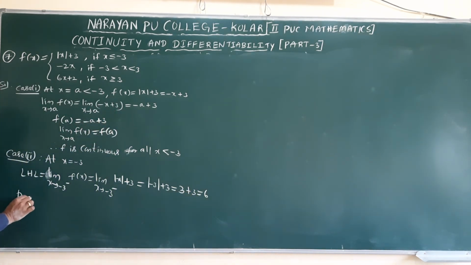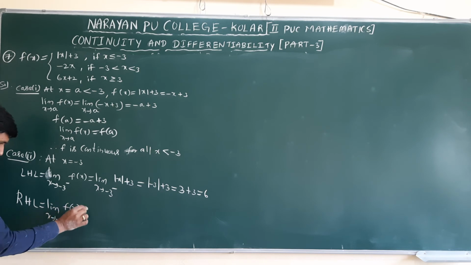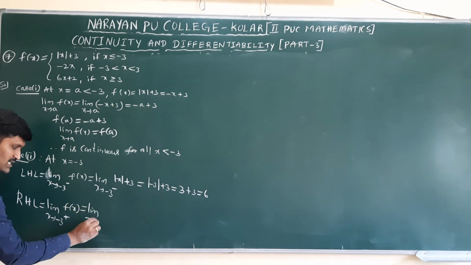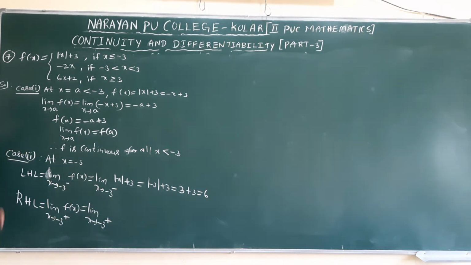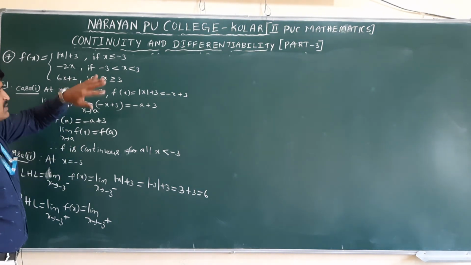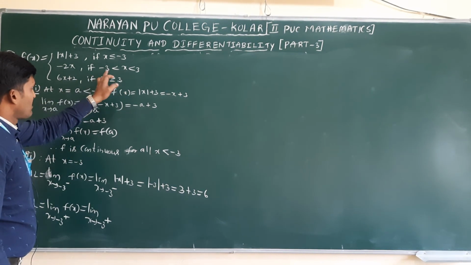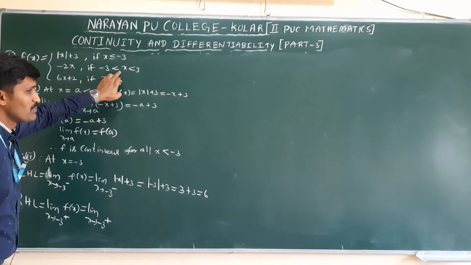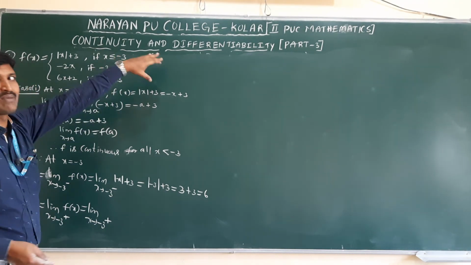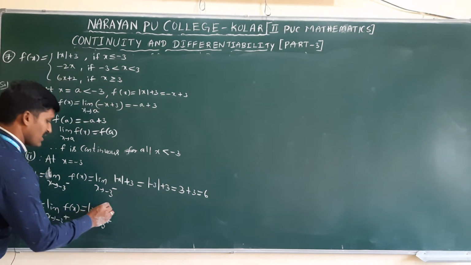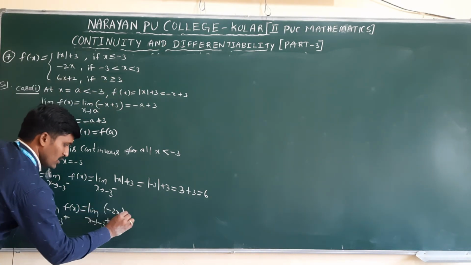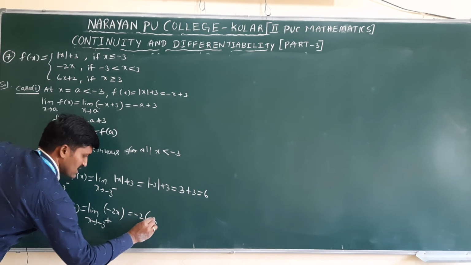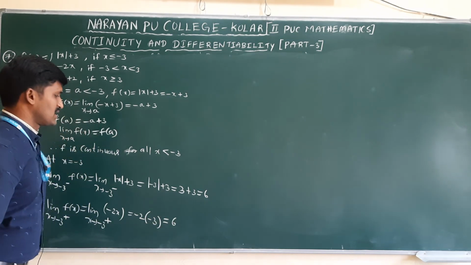Next to RHL: limit x tends to minus 3 plus f of x equals limit x tends to minus 3 plus. Now minus 3 plus means more than minus 3, x greater than minus 3, or minus 3 less than x. This is the condition. So x is more than minus 3. What is the function there? Minus 2x. Substitute x is minus 3: minus 2 into minus 3, that is plus 6.